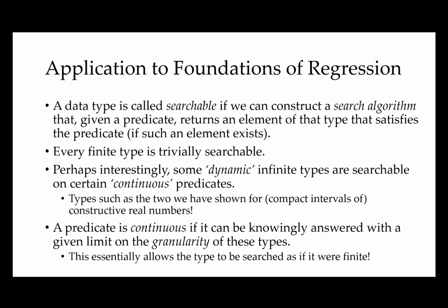And that's what I was saying about these functions being continuous. If we want to add two numbers up to decimal point 7, then we need to look at the two arguments to decimal point 9. Well, that is what gives us this granularity process, and that's what allows us to do the same with predicates. And then that essentially allows us to search these types as if they were finite.